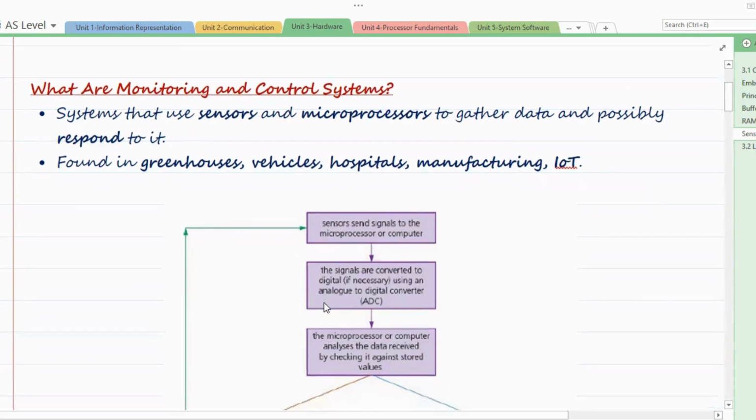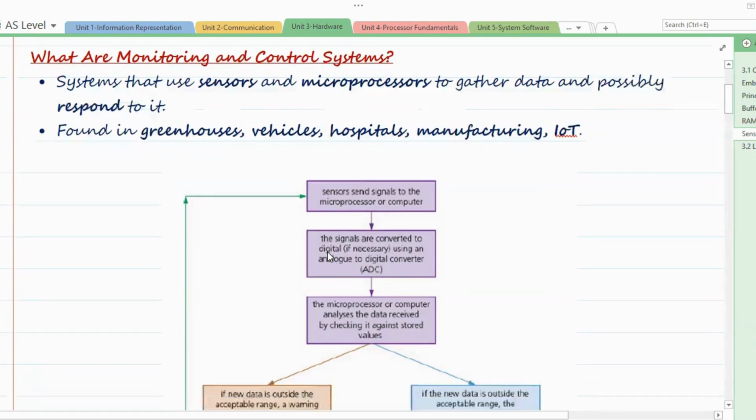Monitoring and control systems are systems that use sensors and microprocessors to gather data, and in some cases, automatically respond to it. You'll find these systems everywhere around you: greenhouses, hospitals, manufacturing industries, smart homes, vehicles, and IoT devices. In fact, you probably interact with several monitoring and control systems every day without even realizing it. So let's understand the process. Let's see what actually happens inside one of these systems.